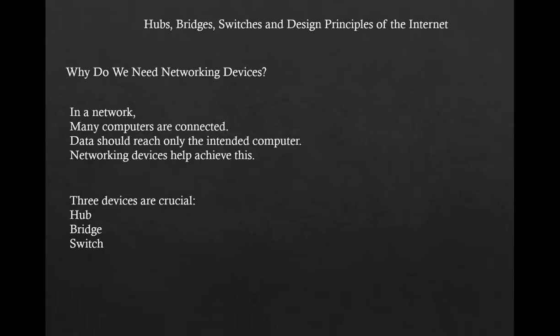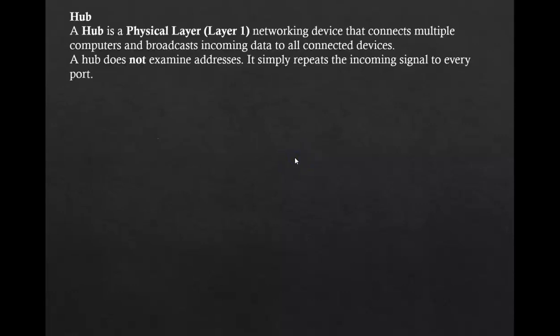Because in a network, many computers are interconnected. Hundreds, thousands or even millions. Data should reach only the intended machine or computer. Networking devices help achieve this. There are three crucial devices which we are going to discuss today. Number one is hub, number two is bridge, and number three is switch.